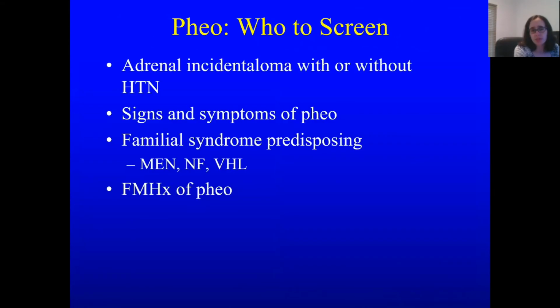So who to screen for Pheo? Anyone with an adrenal incidentaloma, with or without hypertension. Signs and symptoms of Pheo. A familial syndrome predisposing them to Pheo. We see this in MEN, neurofibromatosis, and von Hippel-Lindau, and anyone with a family history of Pheo.